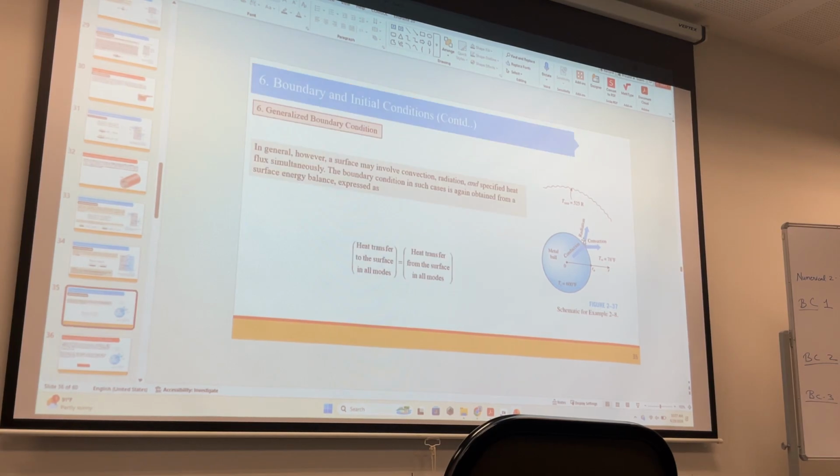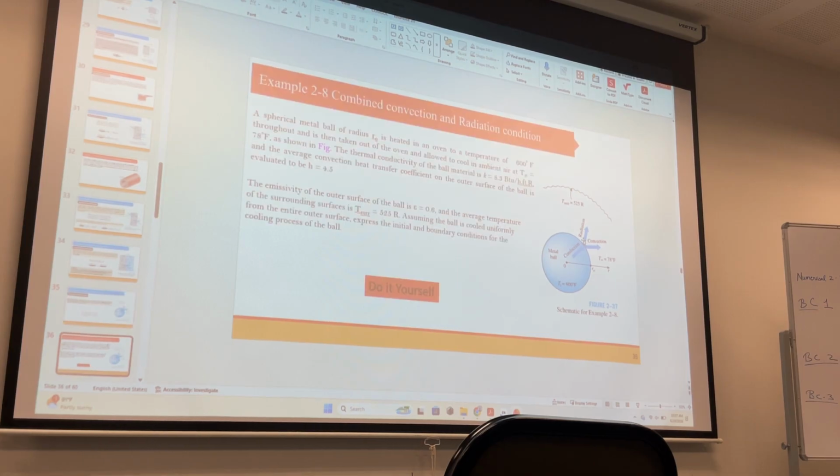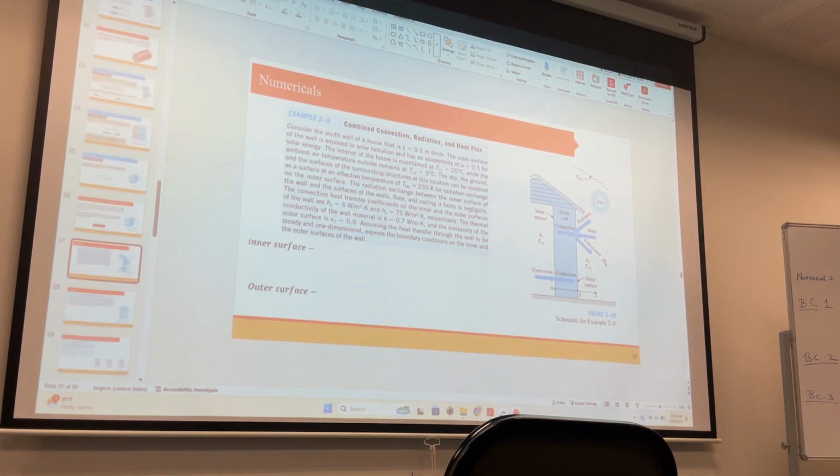If I say do it yourself, this can also come in your exam. You have to do it by yourself. If you have any doubt, then ask me in the next class. But try by yourself. You have the book, these are the examples. They are explained very well in your book. I'll try to explain as much as I can here, but there are so many examples, so you also have to study by yourself. Okay, now we have numericals.